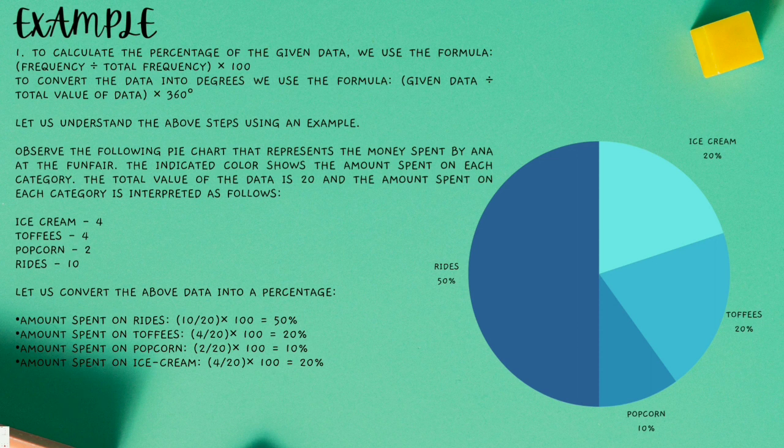Now, let us convert the above data into a percentage. Amount spent on rides, 10 divided by 20 times 100 is equal to 50%. Amount spent on toffees, 4 divided by 20 times 100 is equal to 20%. Amount spent on popcorn, 2 divided by 20 times 100 is equal to 10%. Amount spent on ice cream is 4 divided by 20 times 100 is equal to 20%.